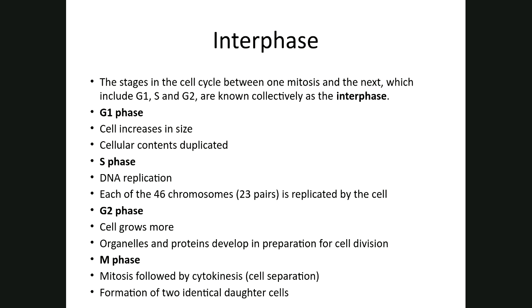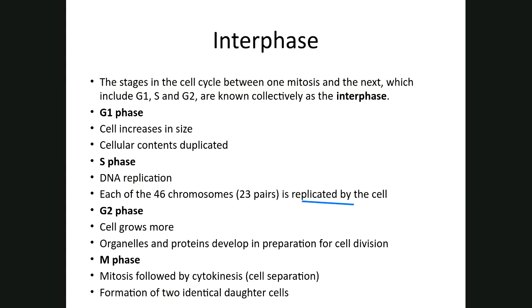Now G1 phase is responsible for the cell increasing in size and cellular contents being duplicated, while the S phase is responsible for the DNA replication. For example, the 46 chromosomes, 23 pairs of chromosomes, are replicated by the cells. Now, what is replication? Replication means making a copy of the DNA. DNA replication means they are making their own copies.